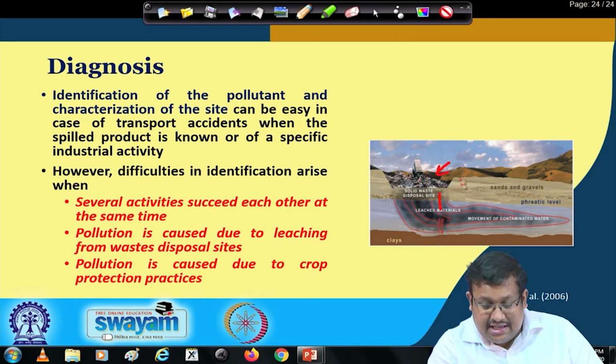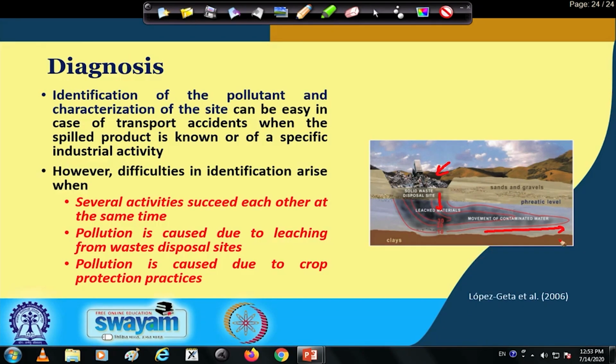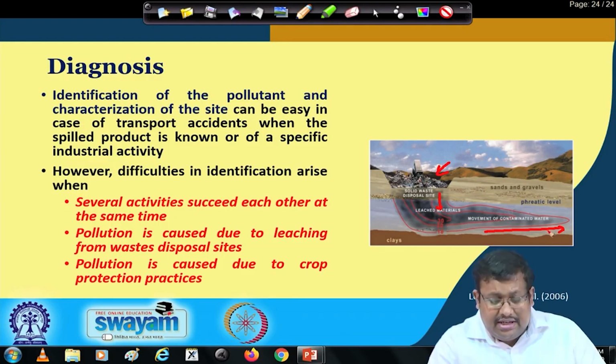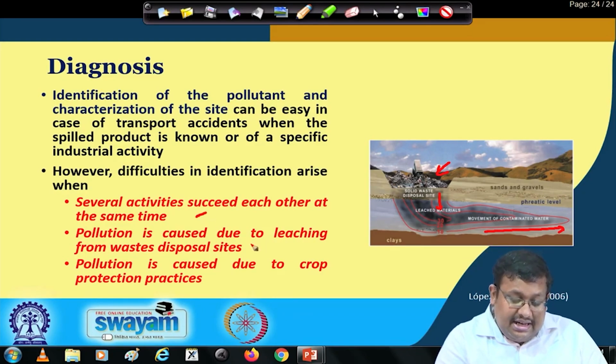So, this is a waste disposal site, and when there is rainfall the pollutants and organic chemicals are leaching, and ultimately they go to different types of water bodies, sometimes to the groundwater. When this type of pollution occurs due to leaching from the waste disposal site, it is very difficult to identify the localized pollution source. And third, pollution is caused due to crop protection practices. So, identification of the pollutant and characterization of the site is very difficult when these conditions arise.